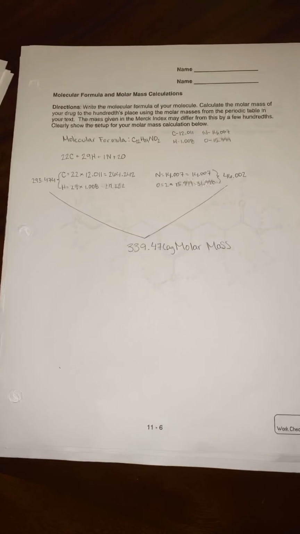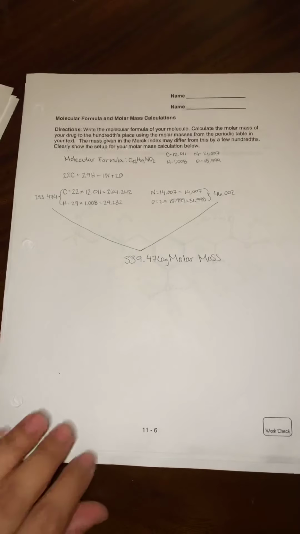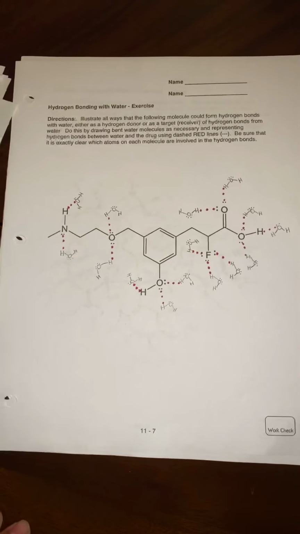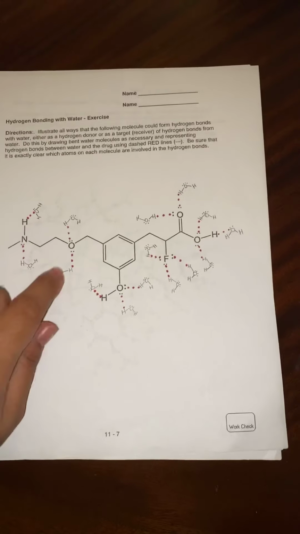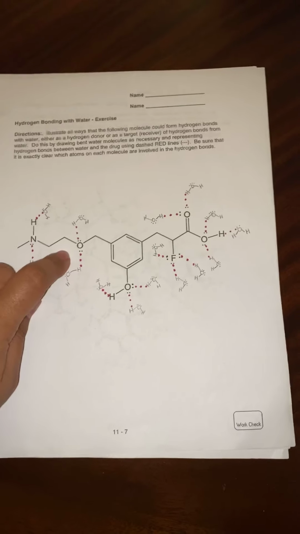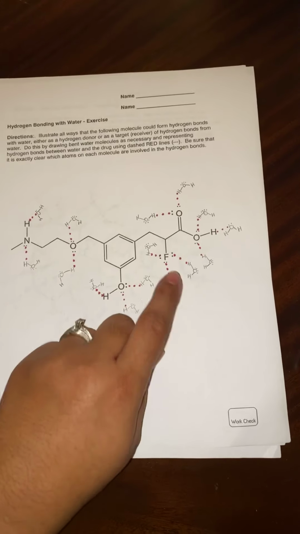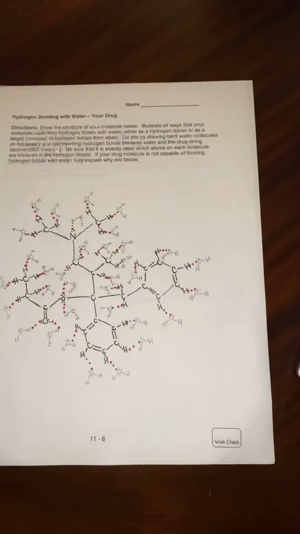Here I show you how I came to the conclusion of my molar mass calculations for the drug Darvon. And I show my knowledge of hydrogen bonding with water here in this example. I did 2 bonds here because there was more than one set of lone pairs. I also did it here, and with the fluorine, I did bonds on all lone pairs.